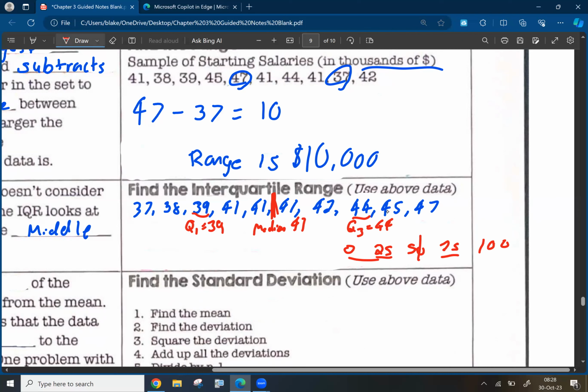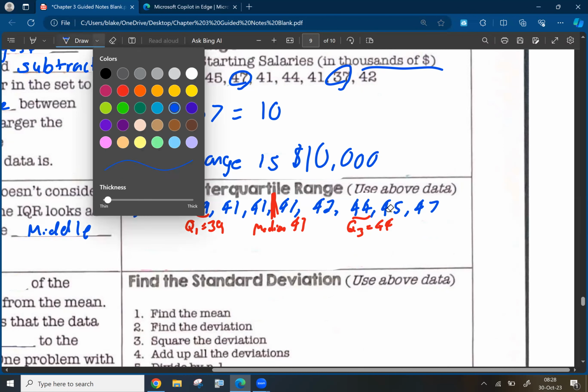So IQR focuses on the middle 50%. Essentially, from 25 to 75, right? 25 to 75, isn't that the middle 50%? 25 to 75 is 50%, and it's in the middle of the data. So that's what we mean by the middle 50%. It's essentially from the first quartile to the third quartile, so from 39 to 44. And our IQR is actually this range.